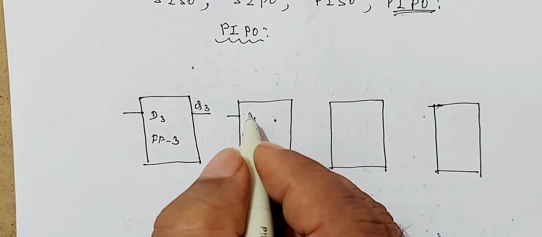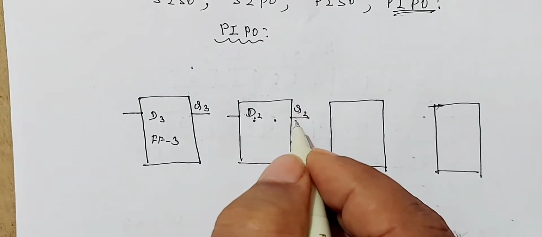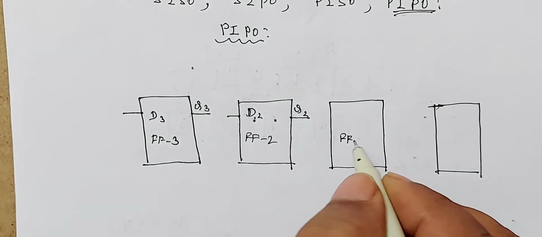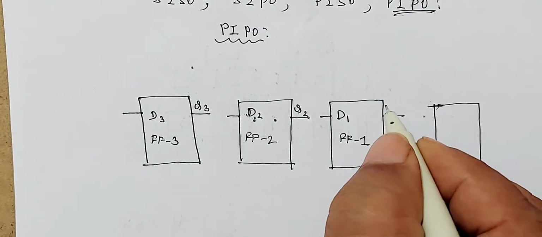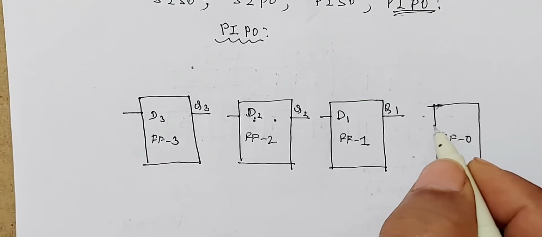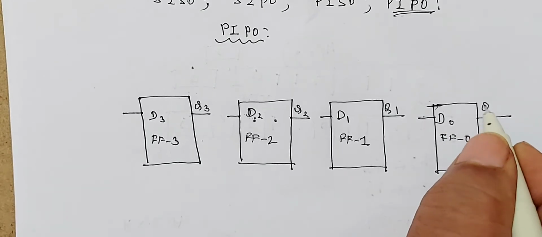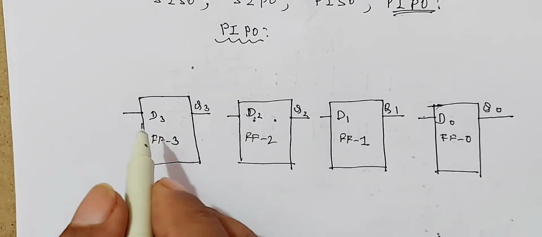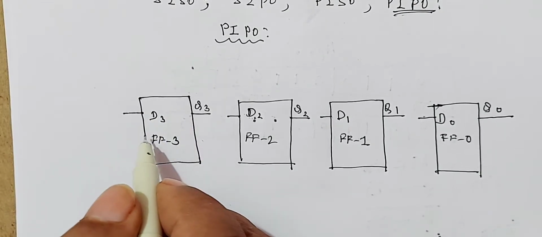Here D2 is the input and Q2 is the output for the second flip flop, flip flop 2. For flip flop number 1, D1 is the input and Q1 is the output. For flip flop 0, D0 is the input and Q0 is the output. And we know the action of the D flip flop: whatever value is presented to D goes to the output Q3 when the clock pulse is present.